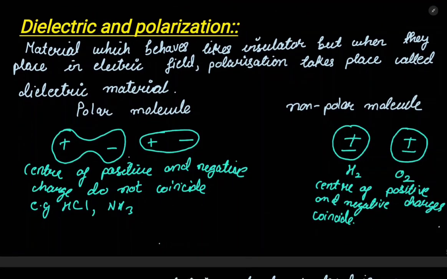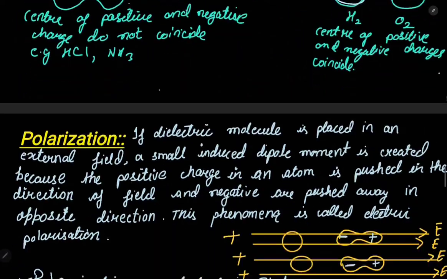Now what are dielectrics? As I already told you in my previous video, dielectrics are the materials which get polarized when they are placed in an electric field, and they create poles, that is positive and negative poles. Those molecules which create a pole are called polar molecules, and those molecules whose positive and negative charge coincide are known as non-polar molecules.